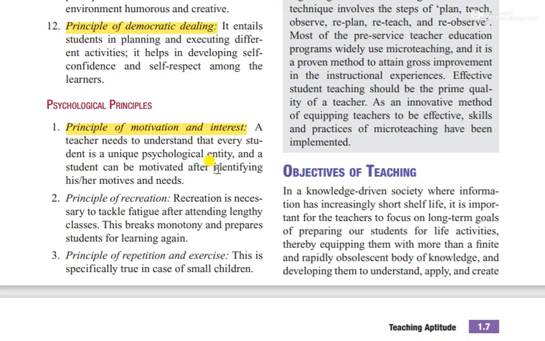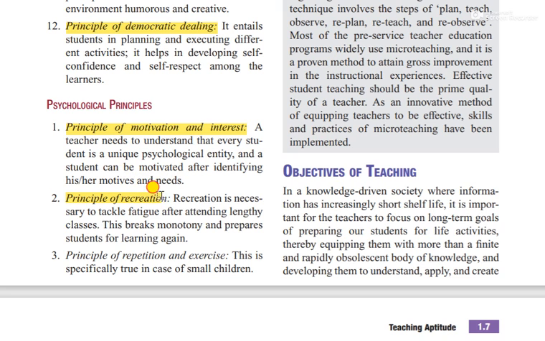But in the conventional classes, it is assumed that the teacher has to teach each and everything, and the major role is played by the teacher. But now in the modern class, a very important goal of the teacher is to motivate and to create interest. A teacher needs to understand that every student is a unique psychological entity, and a student should be motivated after identifying his or her motives.